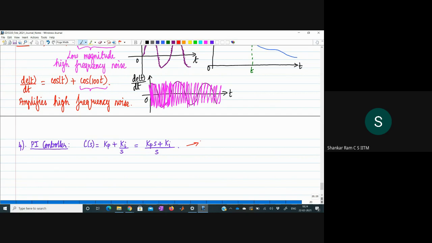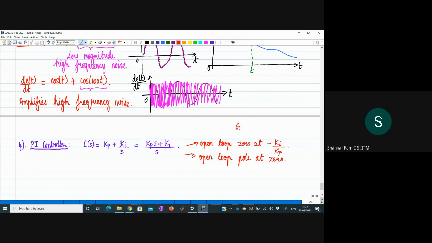So this introduces an open loop zero at minus Ki by Kp, because we can immediately see that the root of the numerator polynomial is minus Ki by Kp. It also introduces an open loop pole at 0. So why are we saying this?